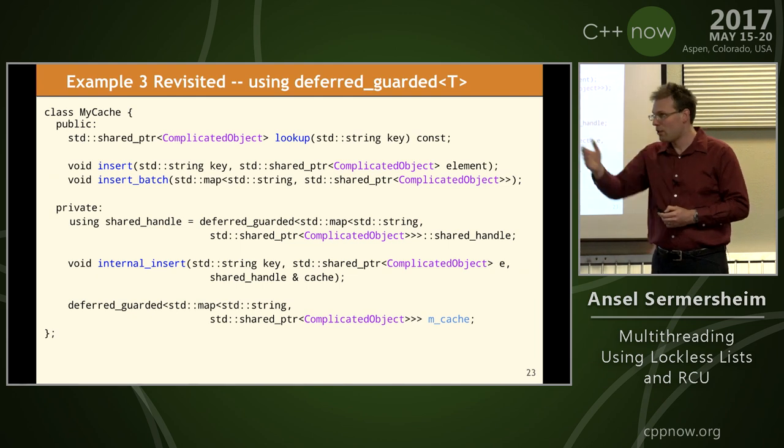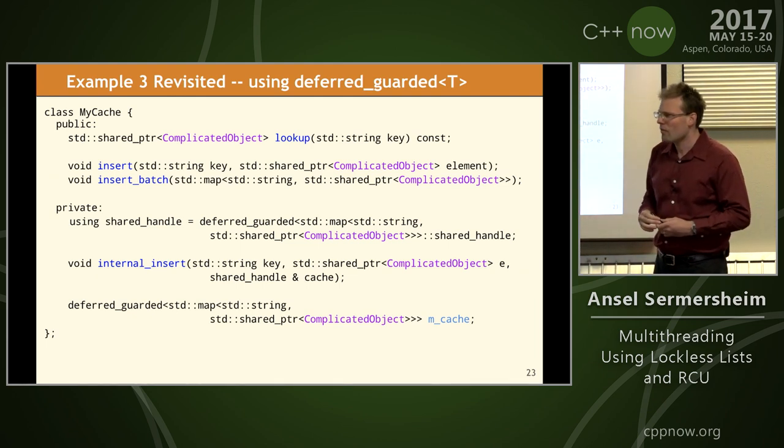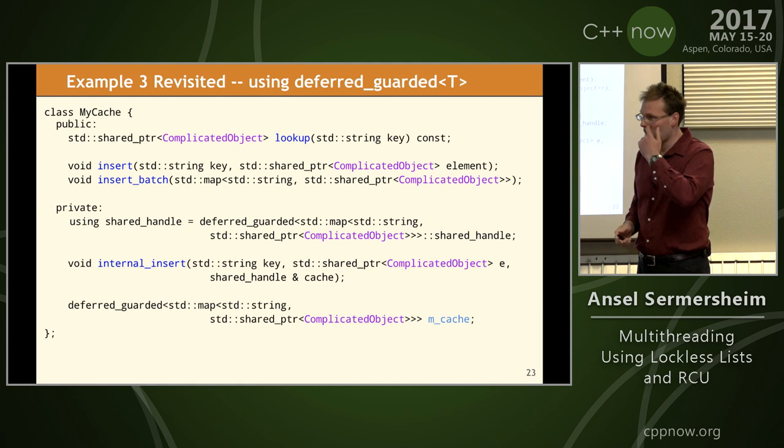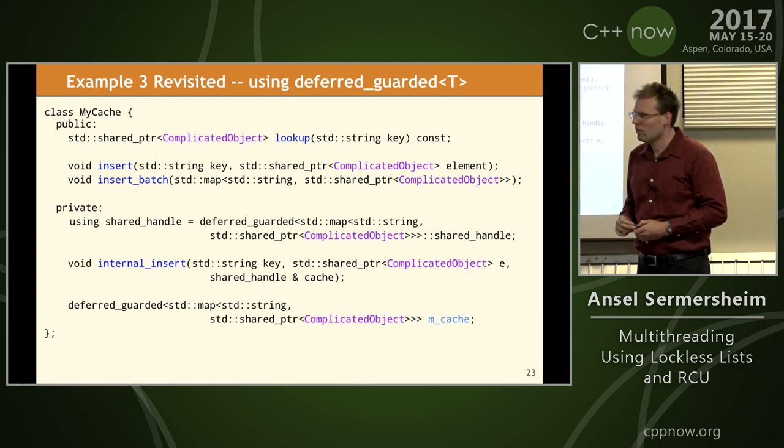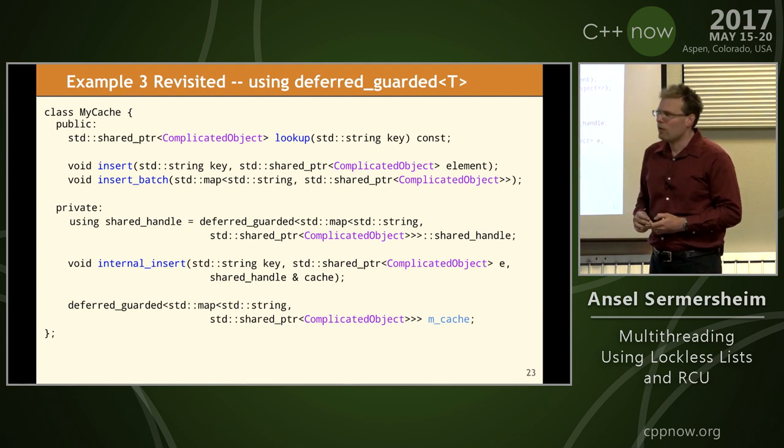So, question? When you use this methodology, don't you lose the ability of keeping multiple operations somewhat atomic? Like, you're going to be inserting things on the map. Something else may have already run and inserted the same thing on the map, same key, and you're just going to wipe it out. And nobody's going to know you wiped it out, except it's just going to be replaced with a new shared pointer. But that's what you want.